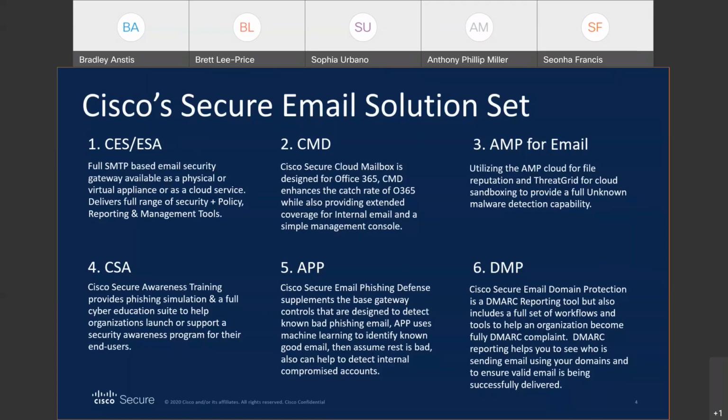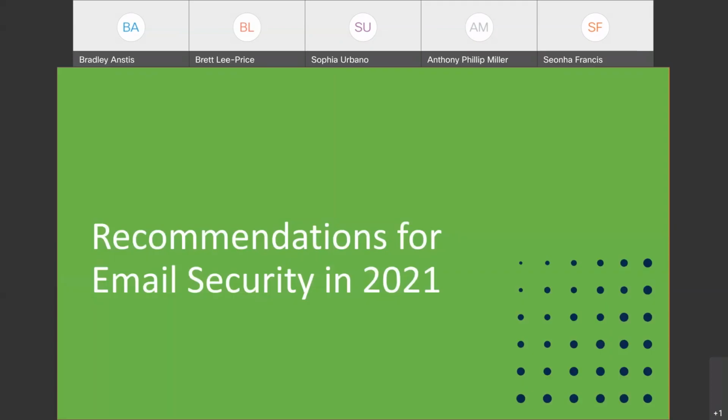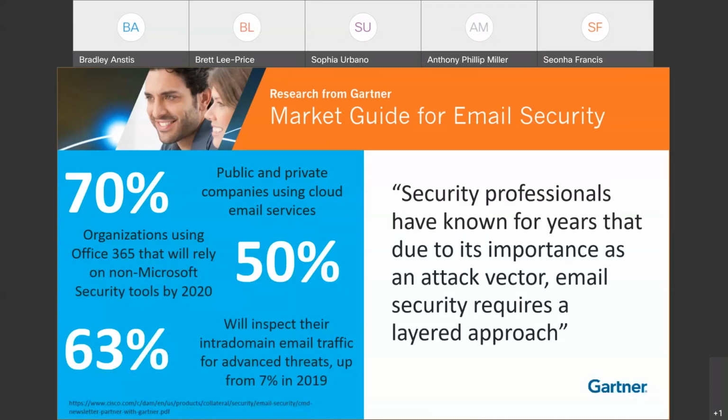All right, so let's move into the first section, talking about email security recommendations for 2021. First of all, where we're seeing the market going at the moment. Just some stats here. It won't be any great surprise that the vast majority of organizations today are using cloud email services to provide email security capability. Half of organizations that are using Office 365, the analysts are saying, do need to seriously look at supplementing the base Office 365 capabilities with security tools, and they reckon over half of them will be doing that.